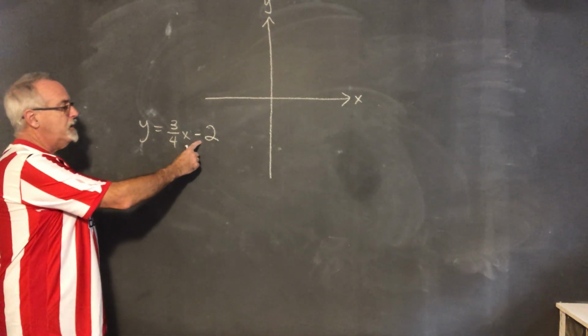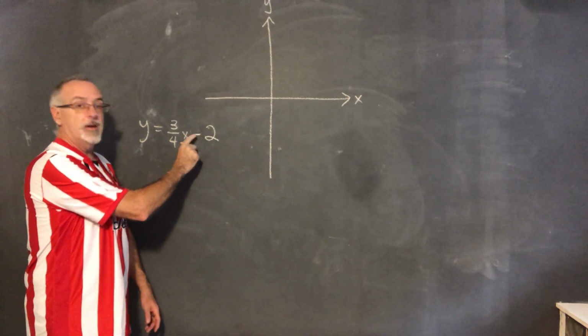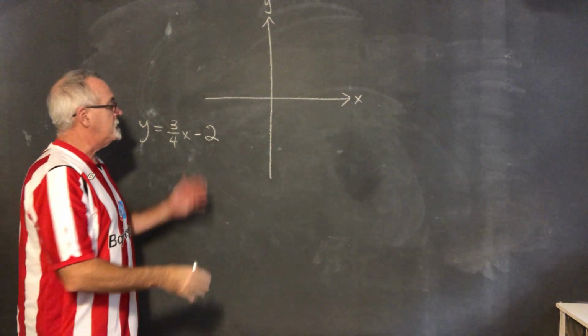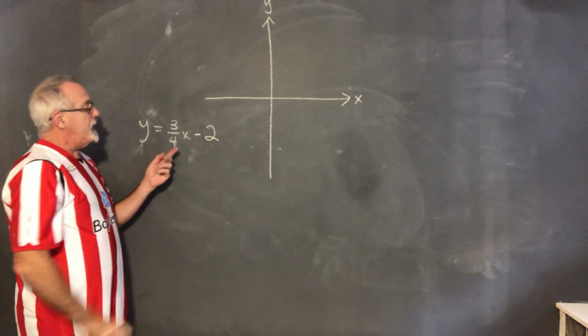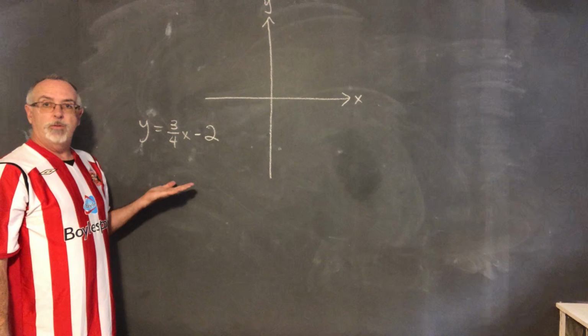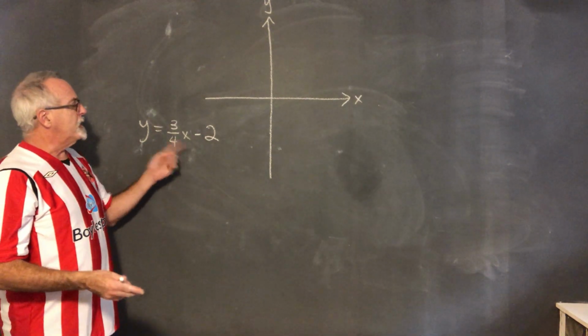We know that our y-intercept should be -2. Yes, the subtraction sign goes with the y-intercept, so it's not just a y-intercept of 2. This time it's -2. And we know that our slope is 3/4. So that is enough information actually to graph this line.